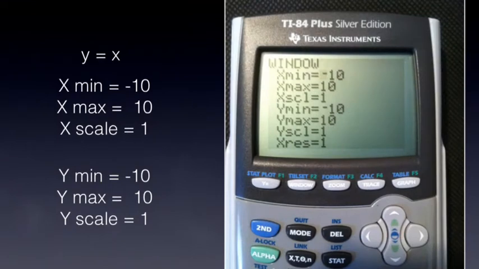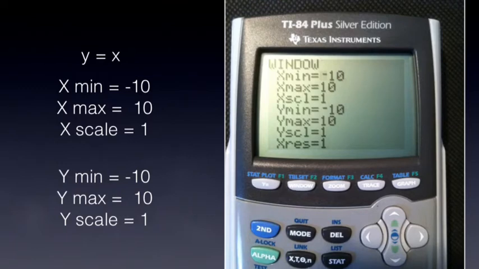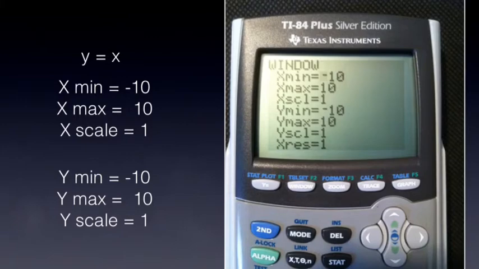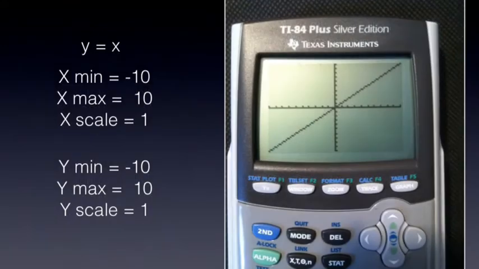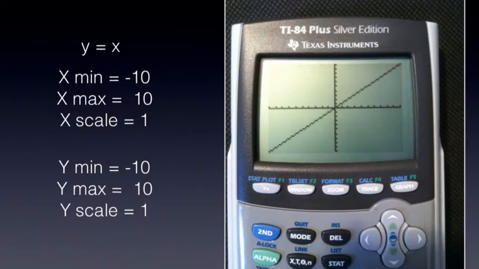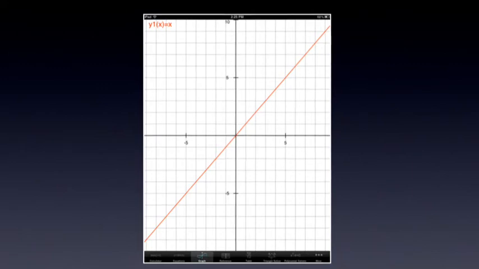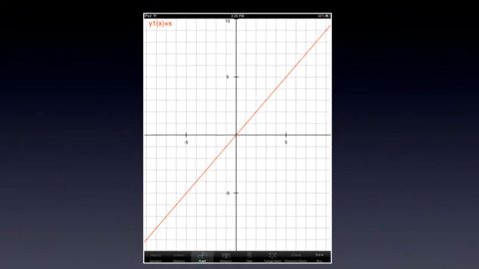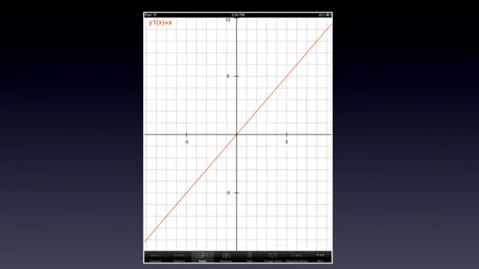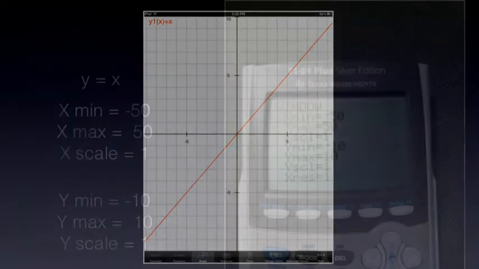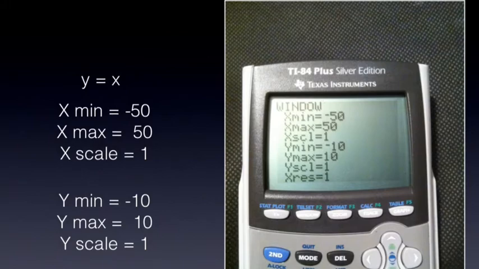Next, select the window button, the second button underneath the screen, and input the following values. You can do this on the website I shared before by going to the top of the screen under the phrase Graphing Calculator and selecting Settings. Finally, select Graph, the last button under the screen, and it should give you a picture similar to what we see here. Here's what I got inputting y equals x into the Graphing Calculator app on my iPad, and generally they look the same.